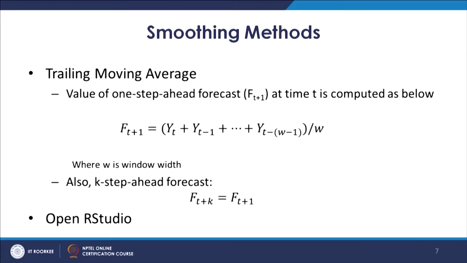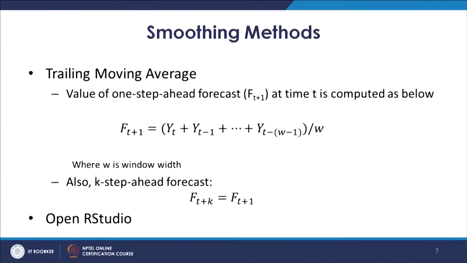If we are interested in a k step ahead forecast, then F t plus k is going to be equal to F t plus 1, because we are assuming at this point that we have the values up to time t. So, even for a k value of more than 1, we have the same information. Therefore, the best forecast that can be done is also going to be the same. So, F t plus k essentially becomes F t plus 1. This is the trailing moving average which can be used for time series forecasting.